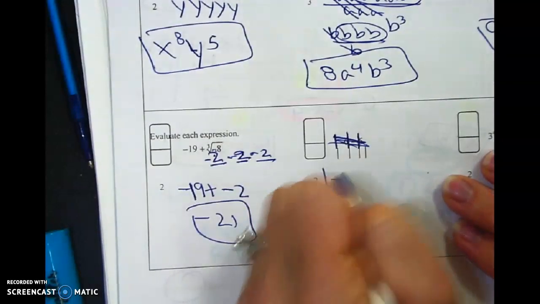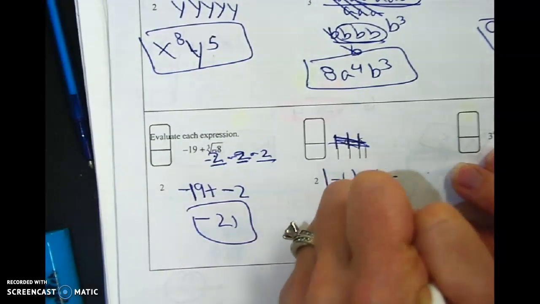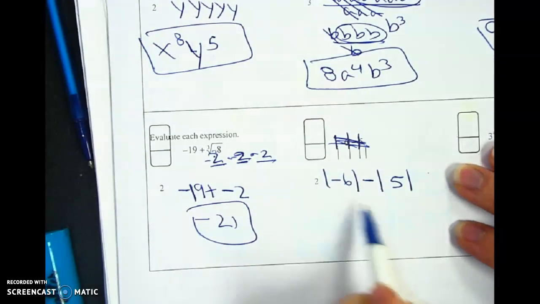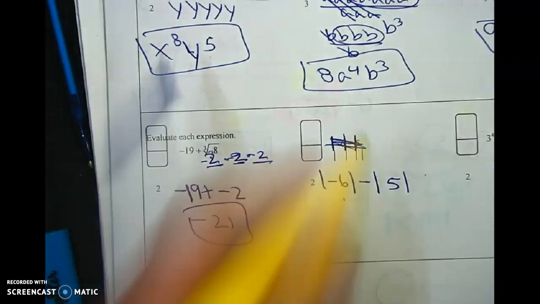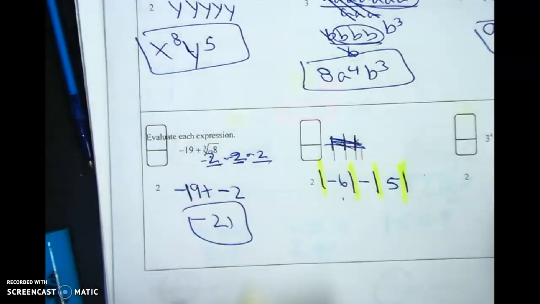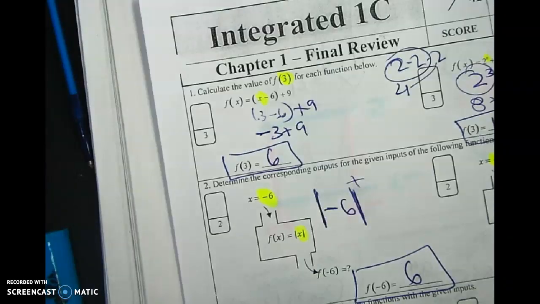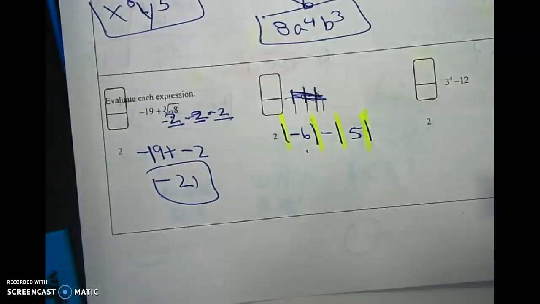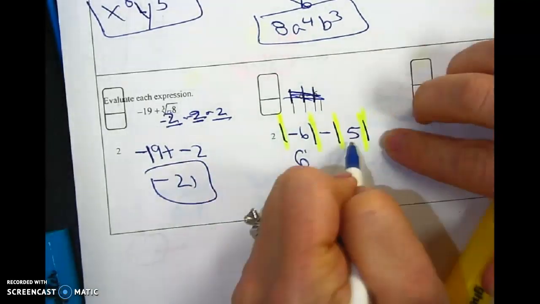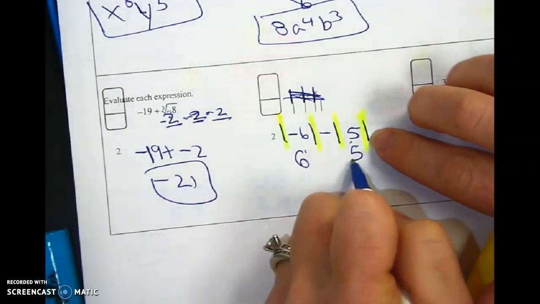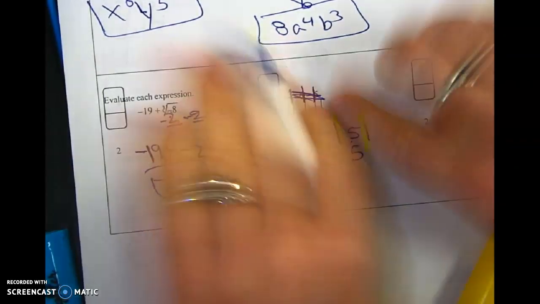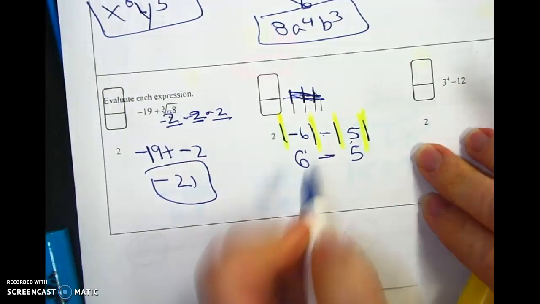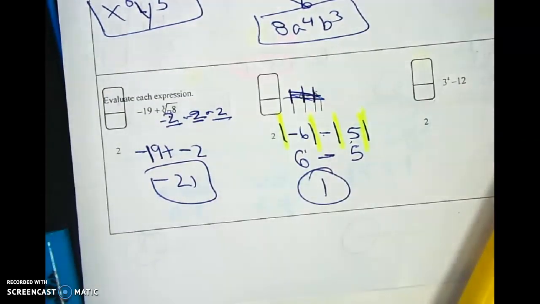It's supposed to be the absolute value of negative 6 minus the absolute value of 5. These bars remind me of the first page. Anytime we have bars, we said it's positive. So make that positive. Make that positive. This is not in the bars, it's on the outside. So now 6 minus 5 is 1.